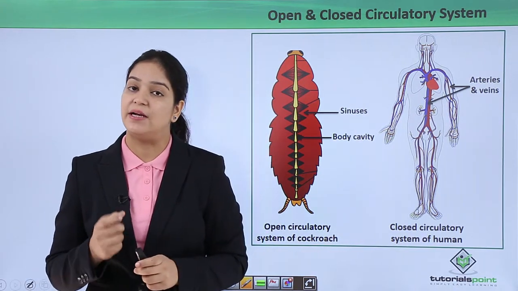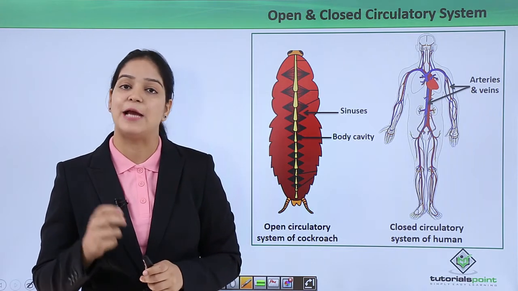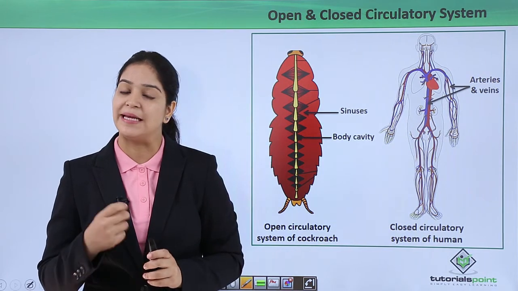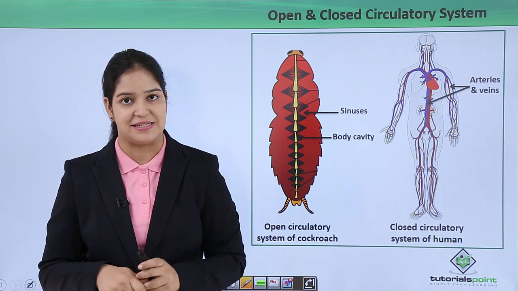In this video, we have learned about the circulatory system and the types of circulatory system in the living world. In the next video, we will learn about the main component of our circulatory system, that is the heart.